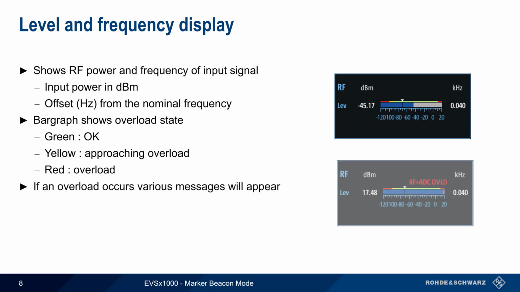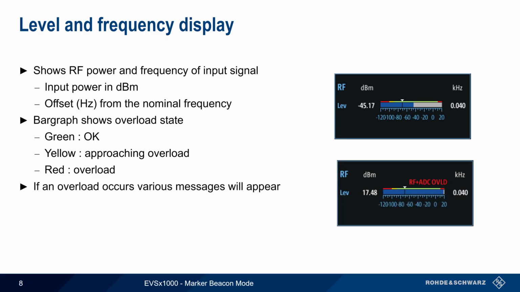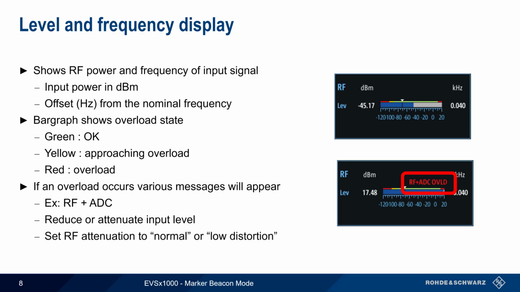If an overload condition does occur, different messages will appear depending on the type of overload. For example, here both RF and ADC overloads. Regardless of the cause of the overload, the solution is to reduce or attenuate the input level, and this can be done by setting RF attenuation to either normal or low distortion. Please see the EVS1000 General Overview presentation for more details on configuring RF attenuation.